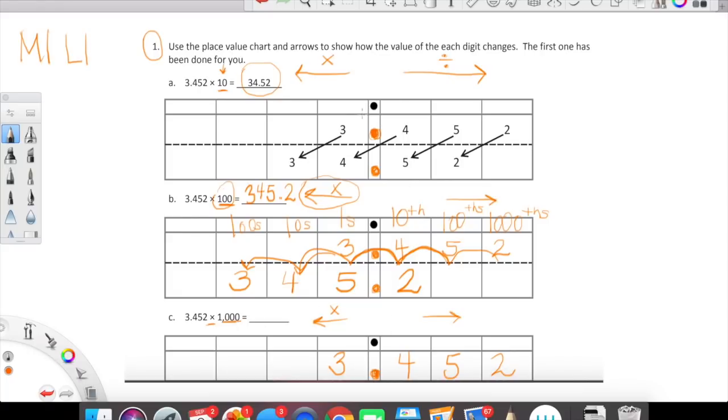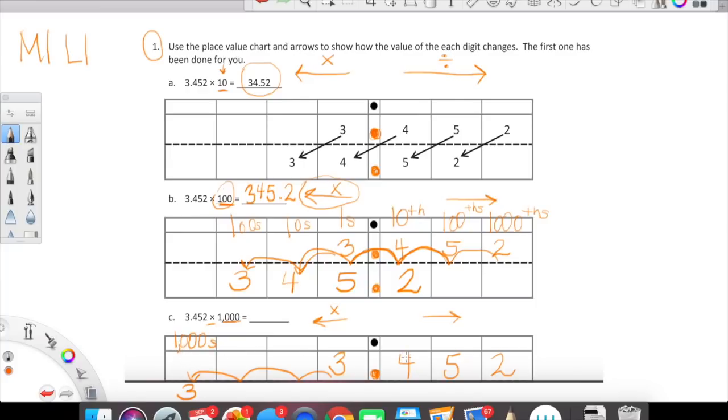The digits shifted 1 place value to the left when we multiplied by 10. The digits shifted 2 place values to the left when we multiplied by 100. And now that we're multiplying by 1,000, we're looking at a shift of 3 place values to the left. So our 3 ones are going to shift 1, 2, 3 place values to the left, which will result in 3 thousands.